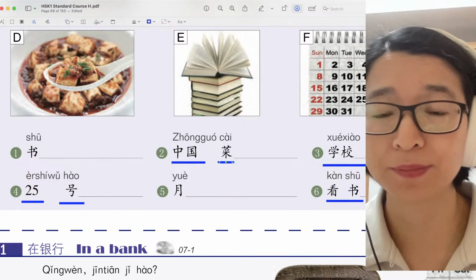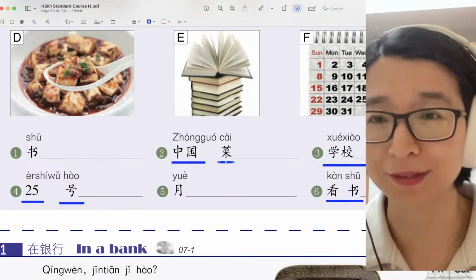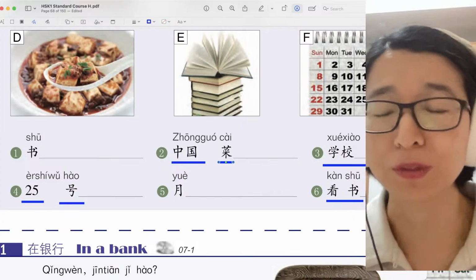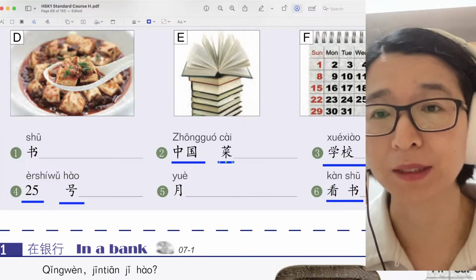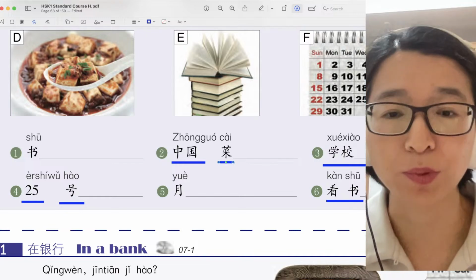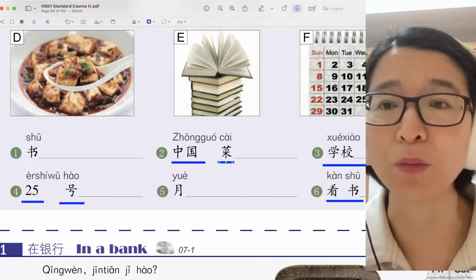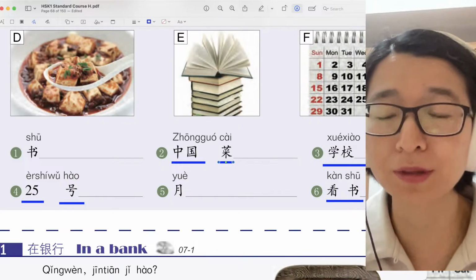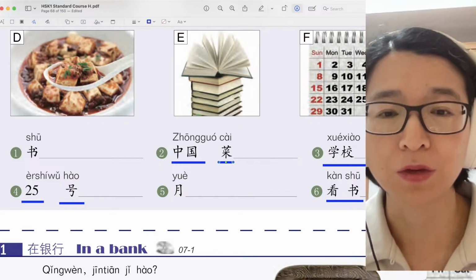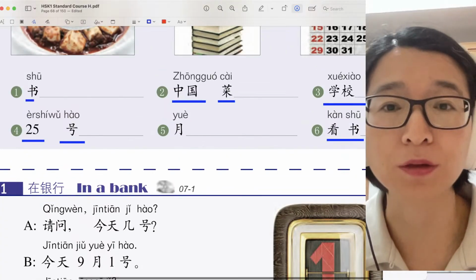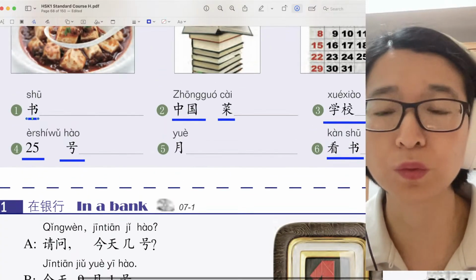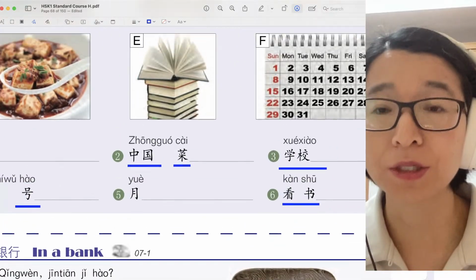Okay, now let's see picture E. What is it? What are these? When we speak English, we need to be careful about singulars and plurals. But in Chinese, one book and books, it doesn't matter. You can say 书. Yeah, here, 书.